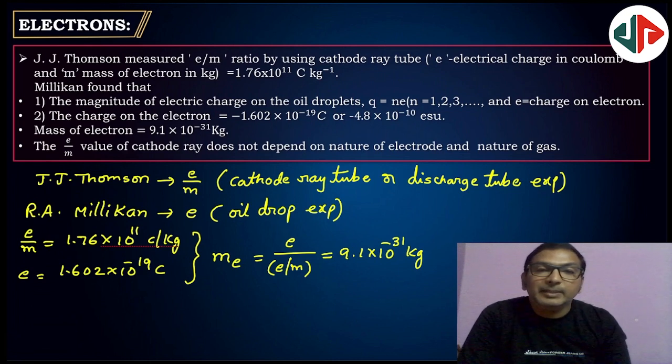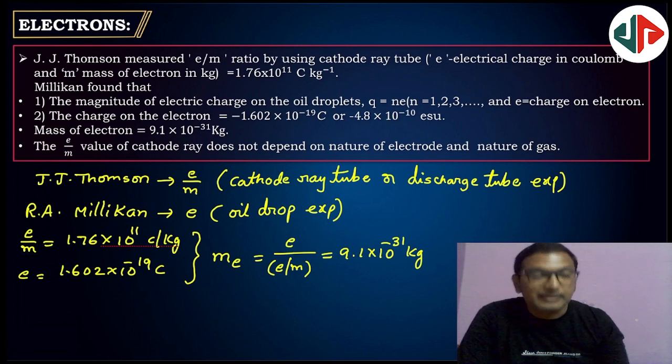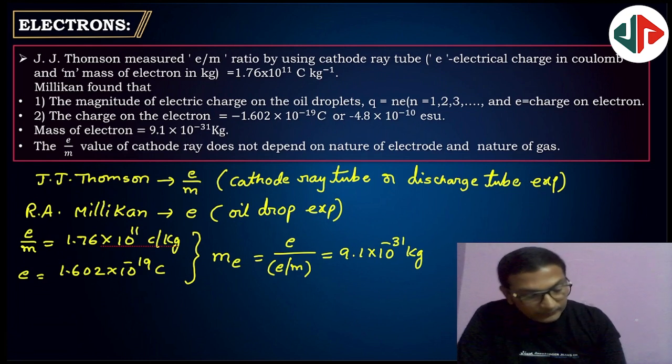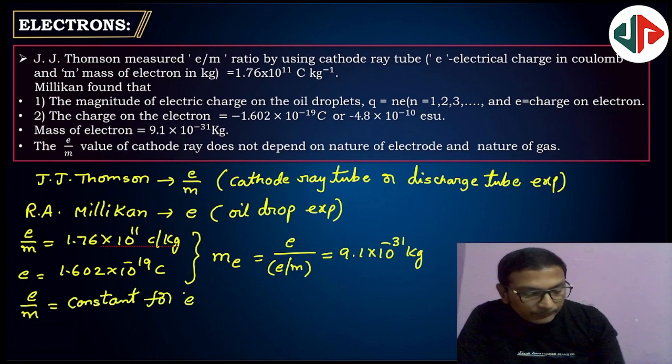Next, e by m value of cathode rays or electrons is independent of nature of electrode and nature of gas. Remember this point, very very important. The e by m value of electron is always constant, independent of nature of gas and nature of electrode used in discharge tube experiment. E by m value is constant for electron.